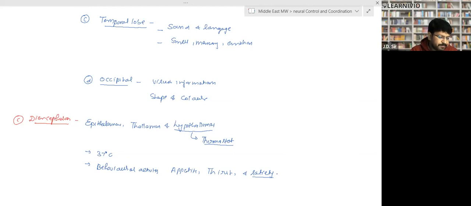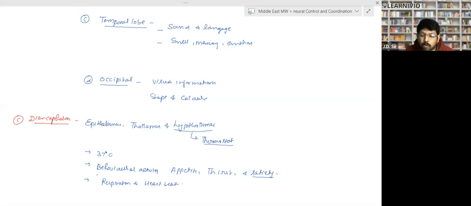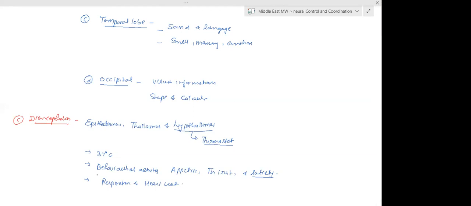Last point. It also influences respiration and heartbeat. Right? So this was all about the forebrain. All points clear about the forebrain? Yes, sir. Great.